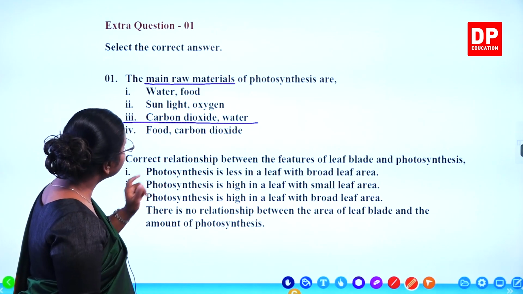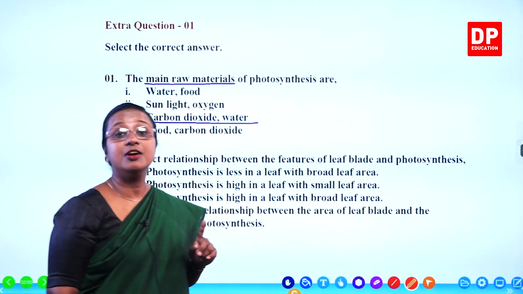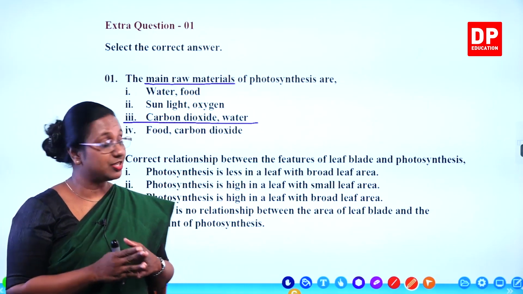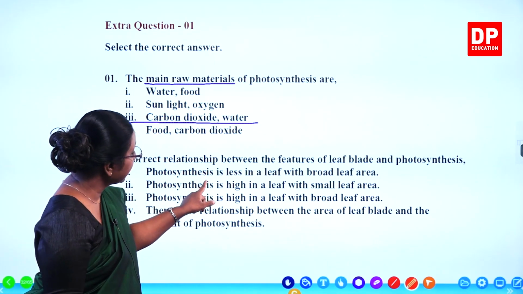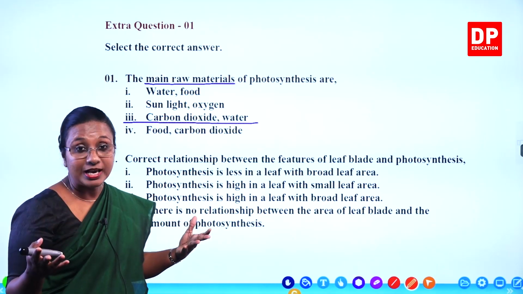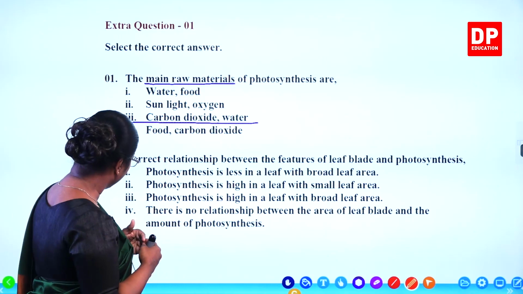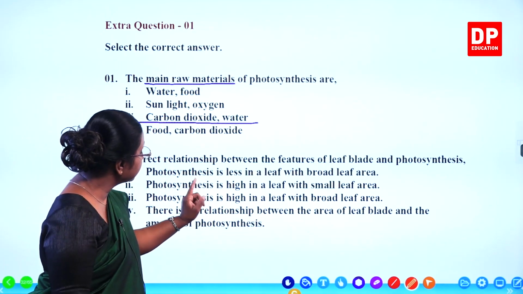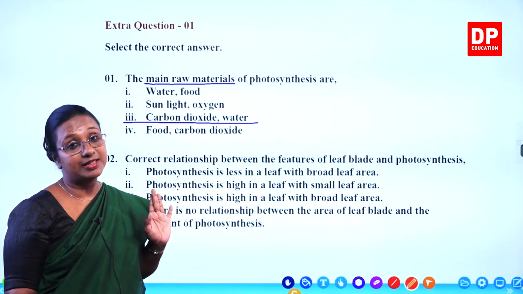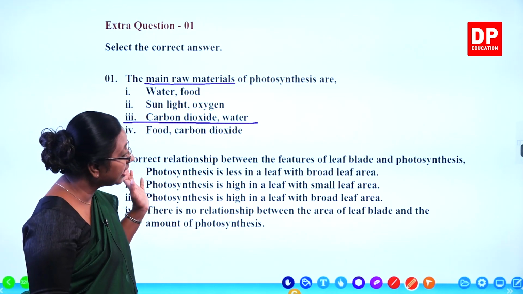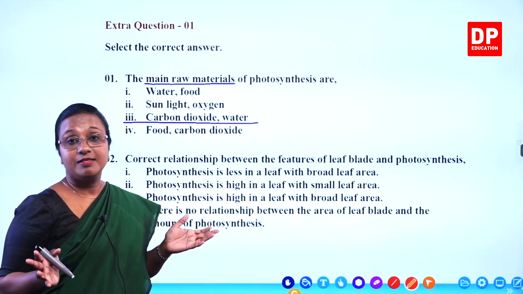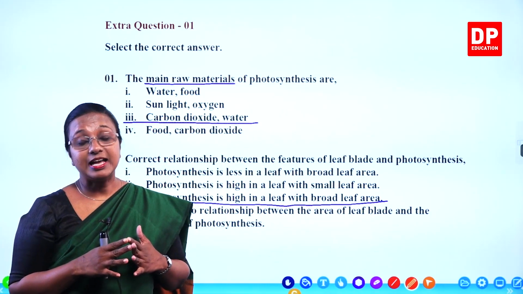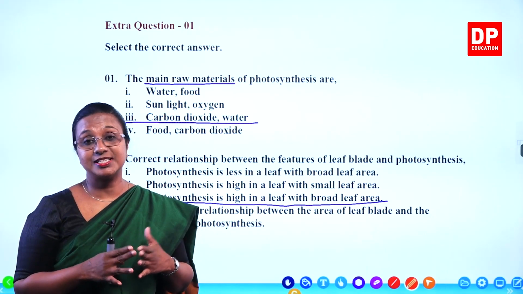Then the next one. Correct relationship between the features of leaf blade and photosynthesis. So, the leaves are adapted to absorb sunlight efficiently. So, they can carry out photosynthesis efficiently. So, the leaf blade. Photosynthesis is less in a leaf with broad leaf. That's wrong. It has to be higher when the leaf blade is broad, photosynthesis is more. So, photosynthesis is high in a leaf with small leaf area. That is also wrong. Photosynthesis is high in a leaf with broad leaf area. That is correct. There is no relationship between the area of leaf blade and the amount of photosynthesis. That is wrong. So, it has to be the third answer. When the leaf area increases, it becomes a broader leaf, the amount of photosynthesis increases.